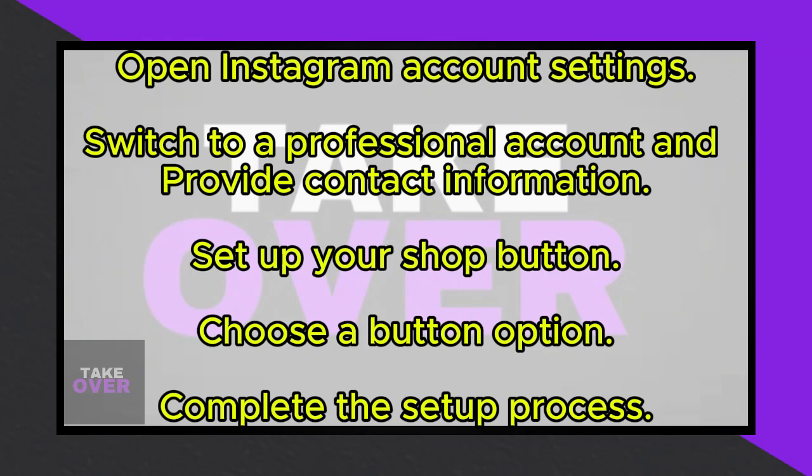Navigate to your profile page, click on the three bars at the top right corner, then select Settings and Privacy. Scroll down to Account Types and Tools, and choose Switch to Professional Account. Sign up, select Shop as the best description for you, and click Done.